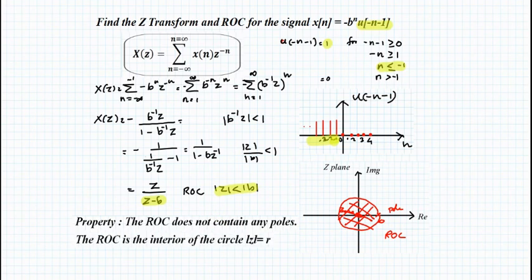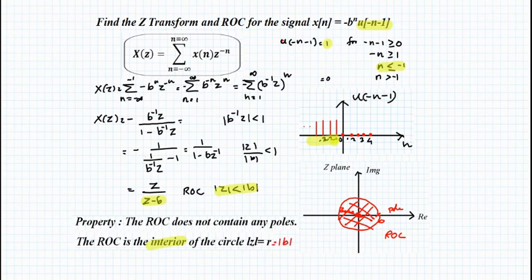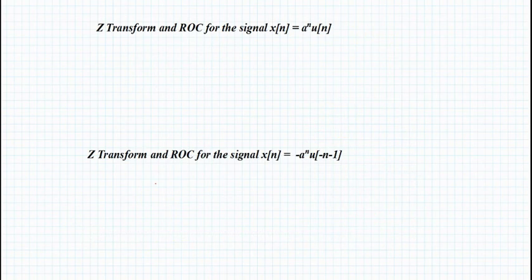And another point, the ROC is the interior of the circle, modulus of z equal to r. In this case, that value is b, or modulus of b. So we will get the same result, z by z minus b, and modulus of z is less than modulus of b, and the ROC is different. Okay, now we will compare the last two questions.